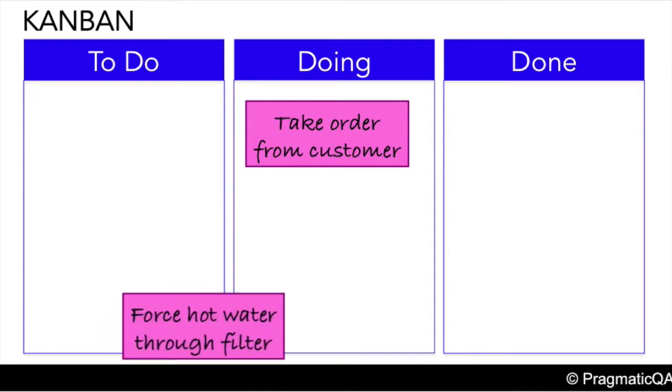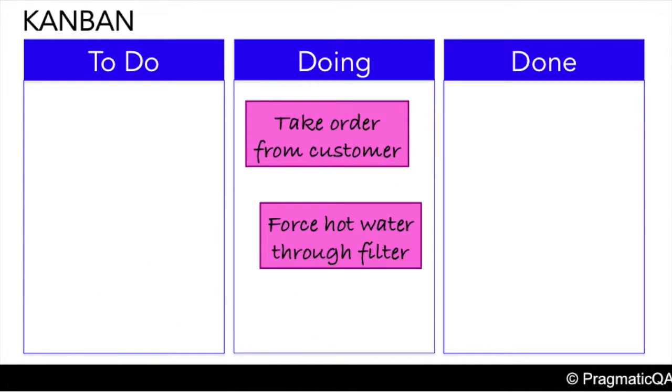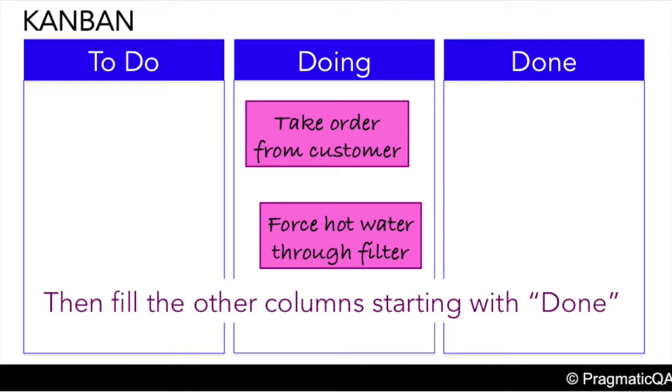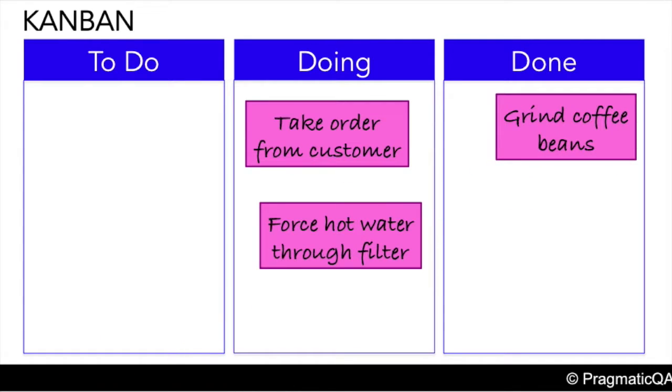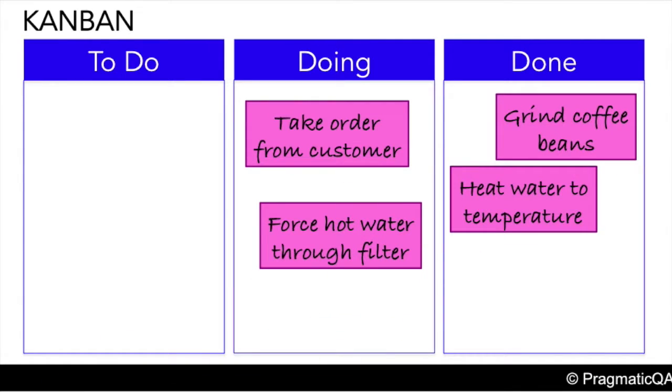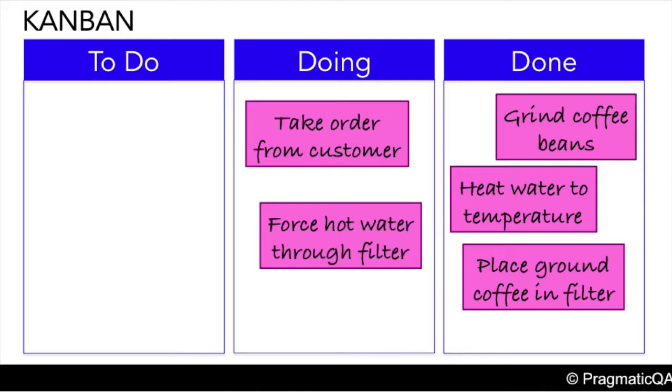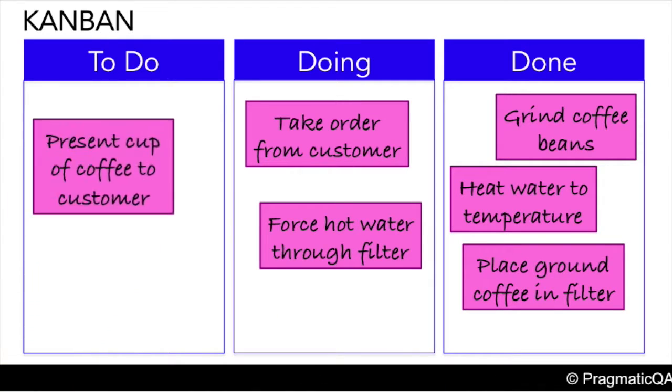Right now we are doing take order from customer and force hot water through filter. Now we fill the other column, starting with done. We have already done the grinding of coffee beans and heating water to temperature and placing ground coffee in the filter. In to do, we've still got to present the cup of coffee to the customer and we've still got to take payment.